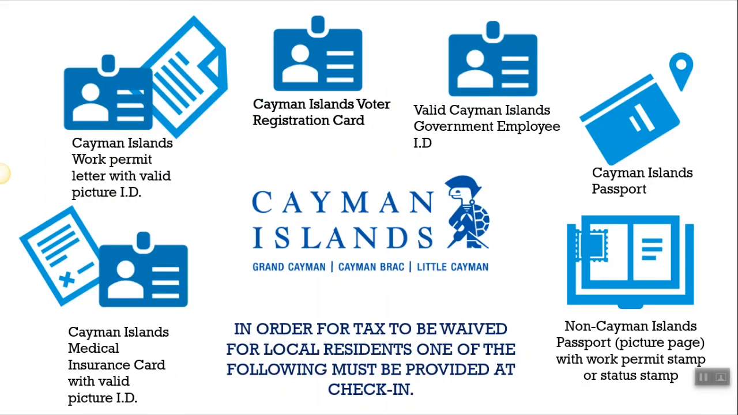These documents include Cayman Islands Work Permit Letter with valid picture ID, Cayman Islands Voter Registration Card, valid Cayman Islands Government Employee ID, Cayman Islands Passport, non-Cayman Islands Passport picture page with Work Permit Stamp or Status Stamp, Cayman Islands Medical Insurance Card with valid picture ID. If any of these documents are not provided, the local will have to pay 13% tax. As a reminder, the local must be staying at the property for the exemption to apply.